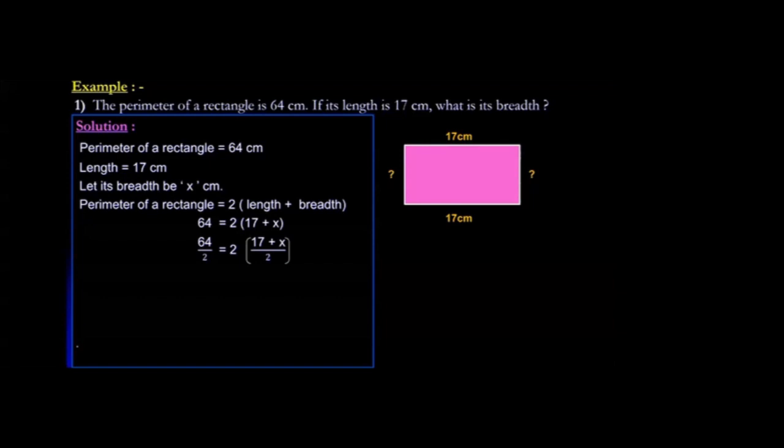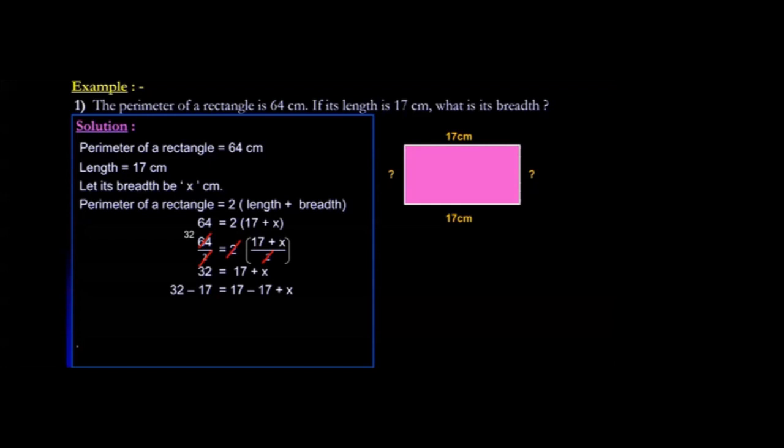So on the right hand side, children, you can see 2 times (17 plus x). So we are going to divide by 2 on both the sides, on the right hand side also and on the left hand side also. So 2 divided by 2 will get 1, and 64 divided by 2 we will get 32. After division we will get this answer. 64 divided by 2 is 32, as 2 threes are 6 and 2 twos are 4. So now what will be remaining? 32 equals 17 plus x.